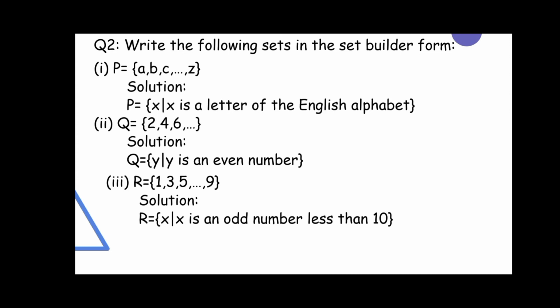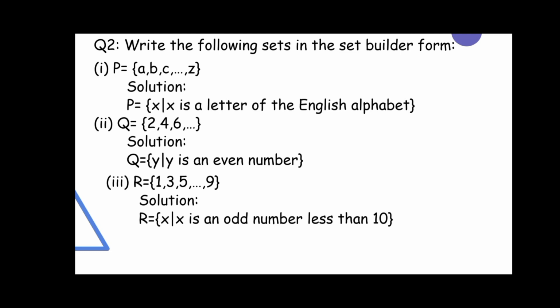Part 2 is Q equals 2, 4, 6 and so on. We have observed that this set is the set of even numbers, right? Now Q equals curly bracket and I have chosen the letter Y. I could have chosen X, Z or whatever. Y such that Y is an even number, curly bracket close, and this will be read as Q is the set of all Y such that Y is an even number.